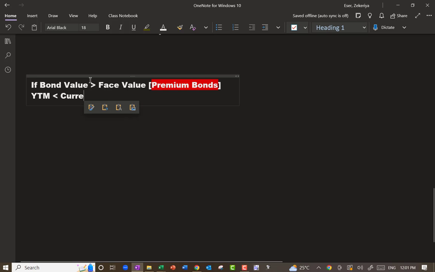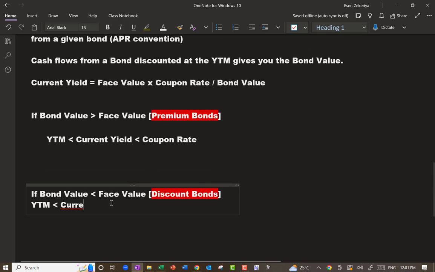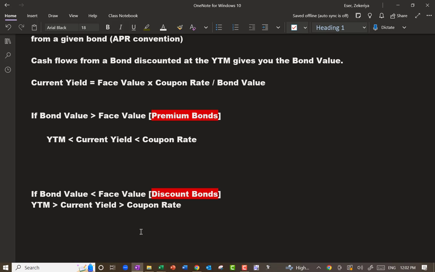For the other bonds, the other way around, if the bond value is less than face value, we call them discount bonds. I don't know why I didn't copy these. So current yield is the number that's always between yield to maturity and coupon rate.